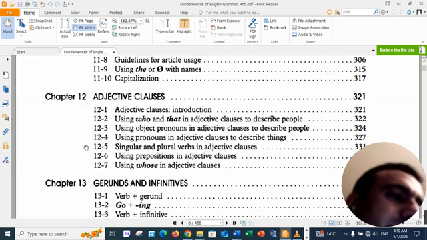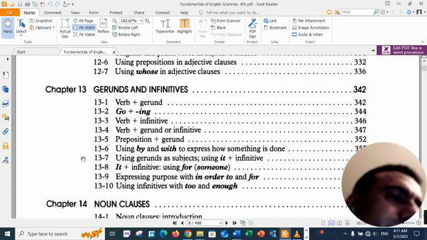12-1, adjective clauses introduction. 12-2, using who and that in adjective clauses to describe people. 12-3, using object pronouns in adjective clauses to describe people. 12-4, using pronouns in adjective clauses to describe things. 12-5, using singular and plural verbs in adjective clauses. 12-6, using prepositions in adjective clauses. 12-7, using whose in adjective clauses.